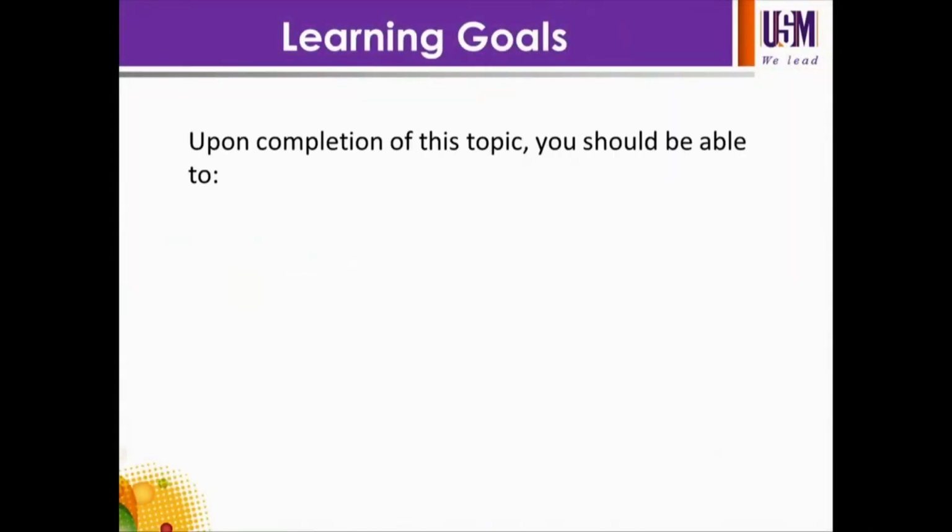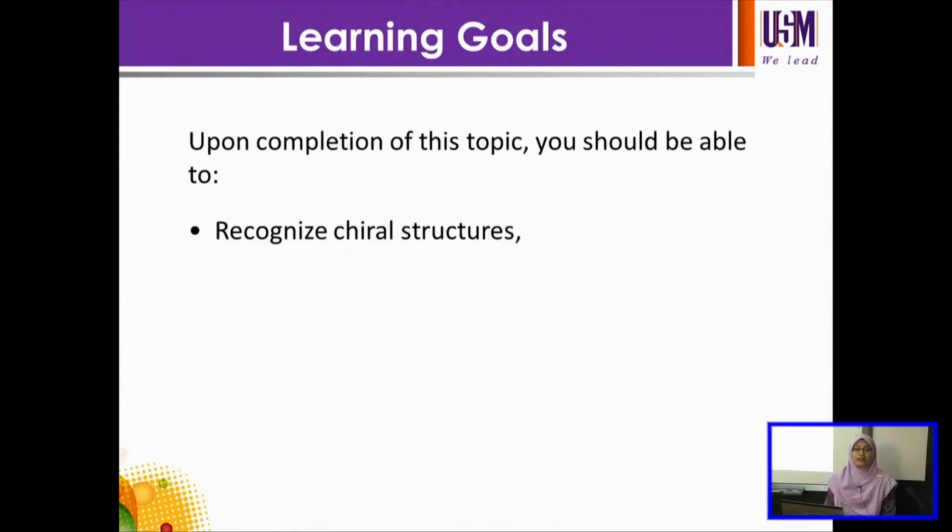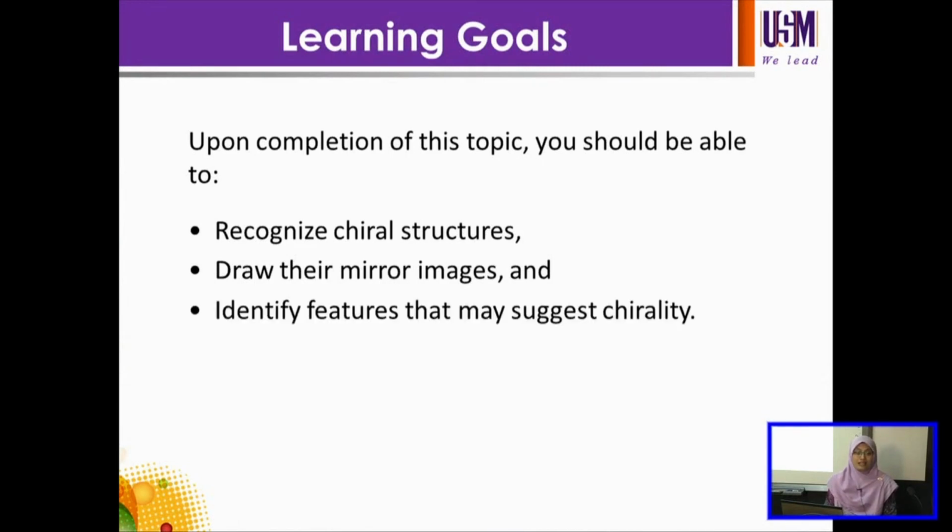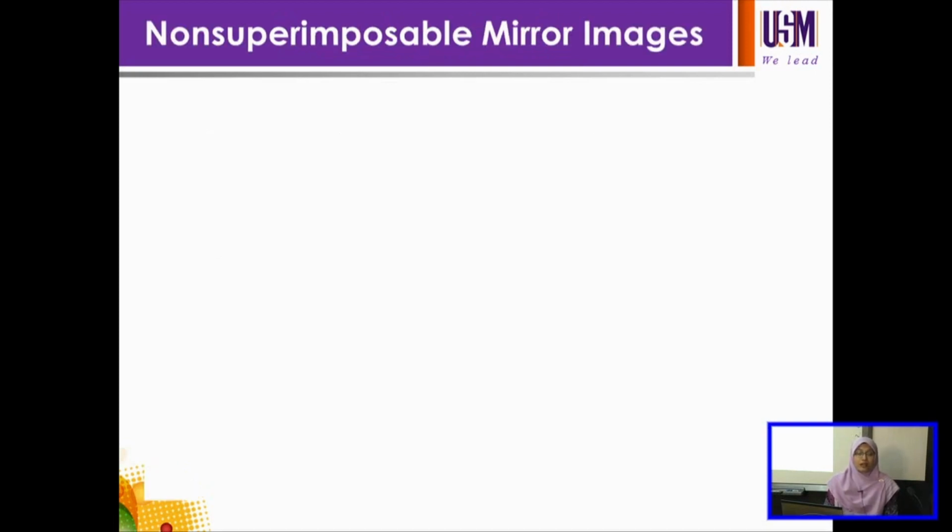So this is the second video covering chapter 2, which is chirality. Upon completion of this topic, you should be able to recognize chiral structures, draw their mirror images, and identify features that may suggest chirality. So first, we look at what is a non-superimposable mirror image.